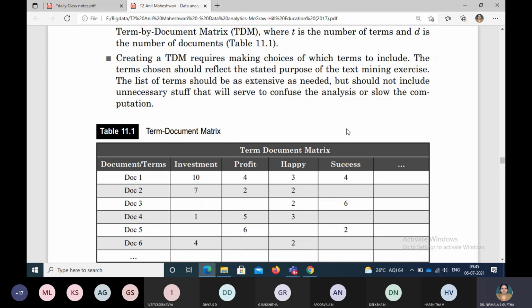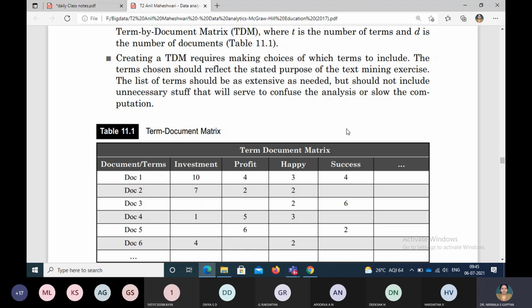Any doubt in this particular TDM, the term document matrix considerations, or what other considerations are supposed to be considered while creating the TDM? Anyone? Any doubt? No, ma'am.